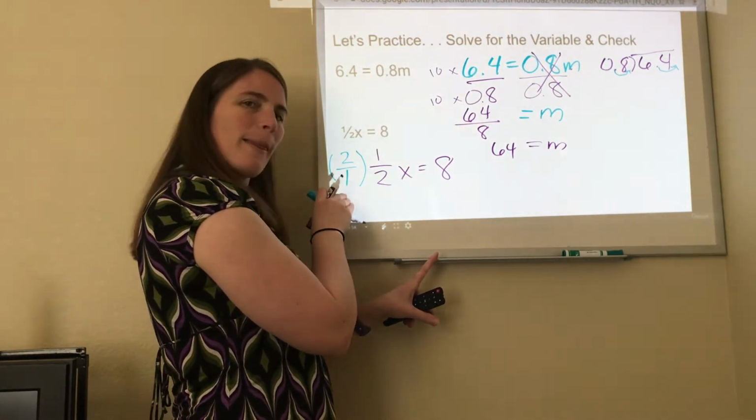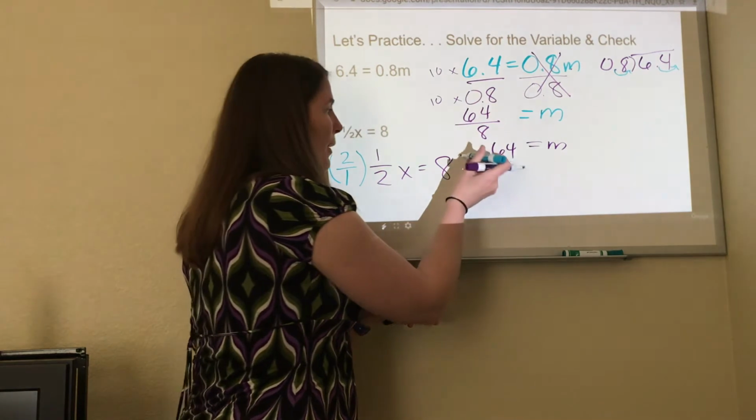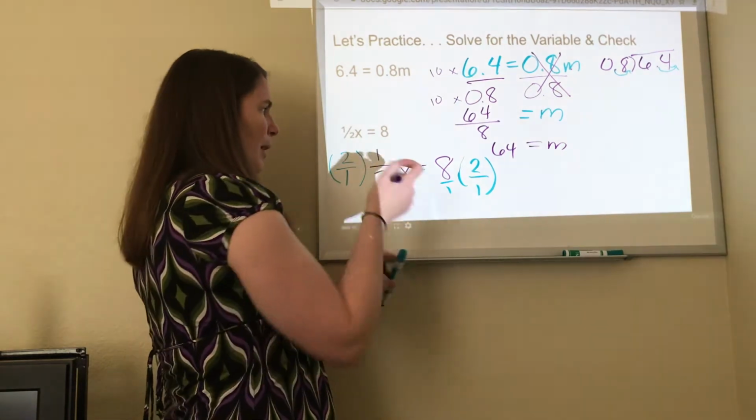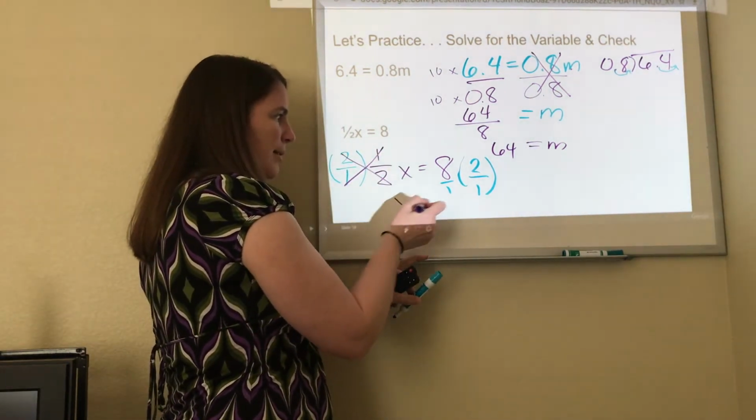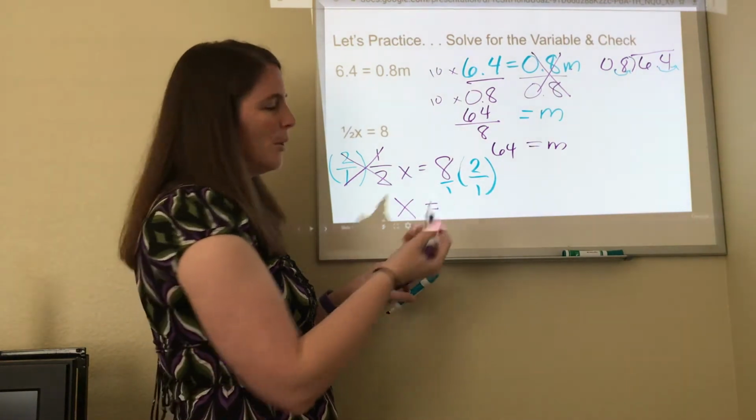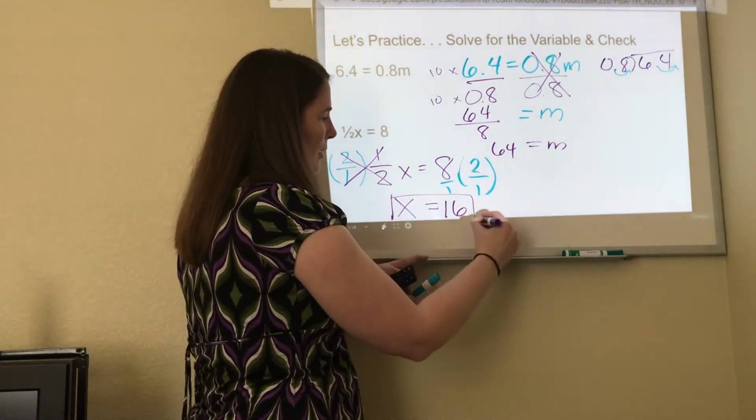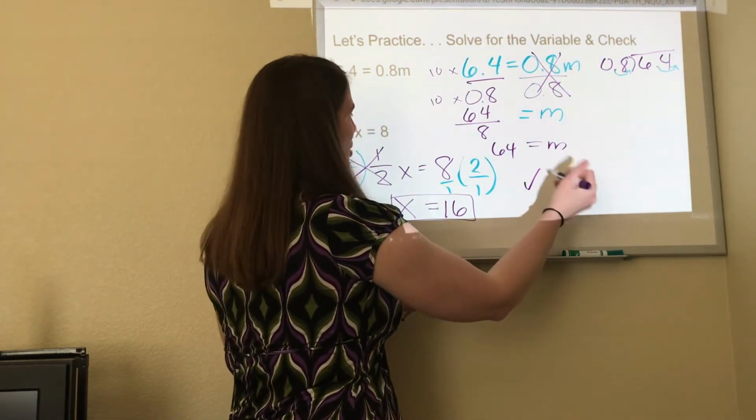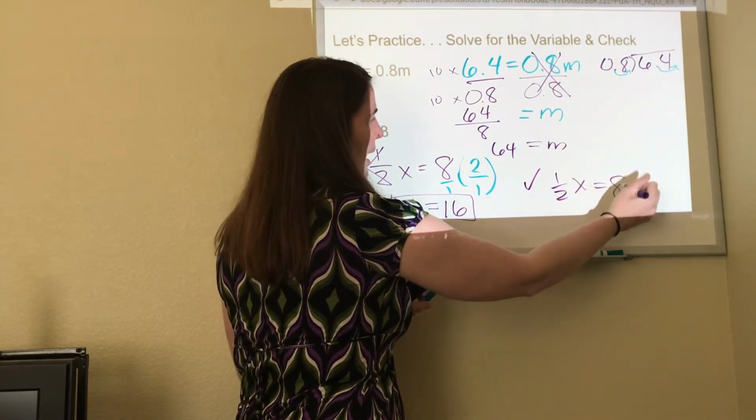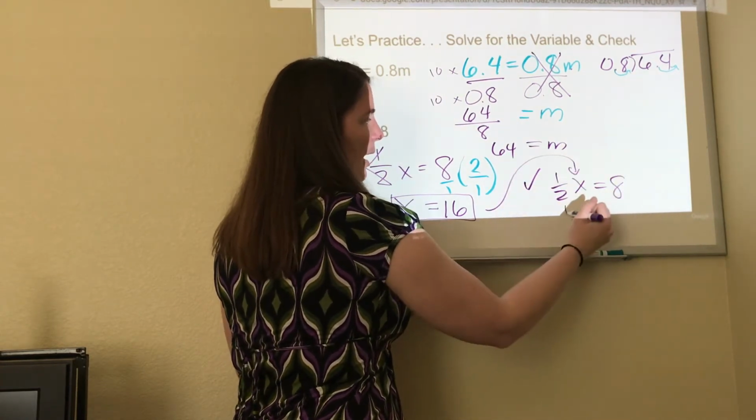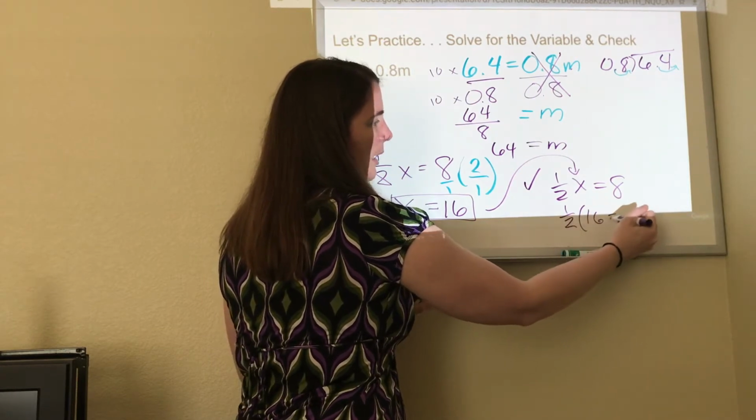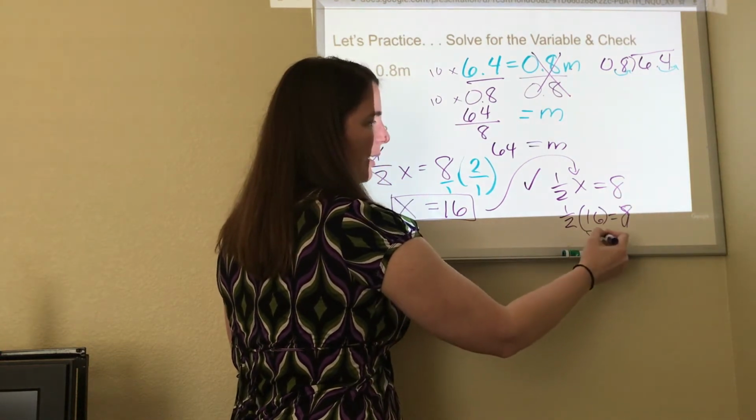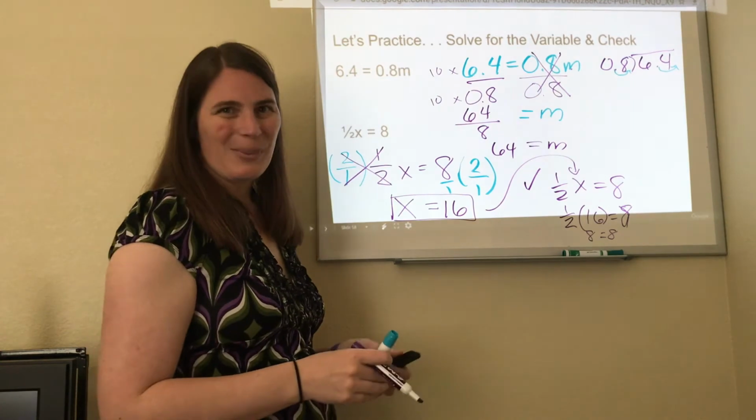So if I multiply the left side by 2 over 1, I have to multiply the right side by 2 over 1. And this is like 8 over 1 if you want to think of it that way. These would cancel out, so I'm left with x equals, and this is just 8 times 2, which is 16. So my solution is x equals 16. If I were to check these, that means to plug this in. So here's my check. I have 1/2 x equals 8. I put the 16 in there, and you can see that 1/2 of 16 is equal to 8. Okay, so 8 equals 8. Let's go on to the next problem.